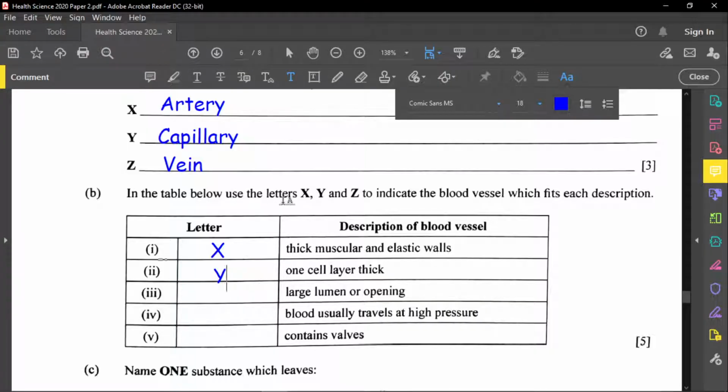And again, it said use letters. So if it said name, please put the names. If it said letters, put the letters. Please pay attention to those things. Large lumen, which means the space between the blood vessel. And veins have a very large lumen. So this will be Z.